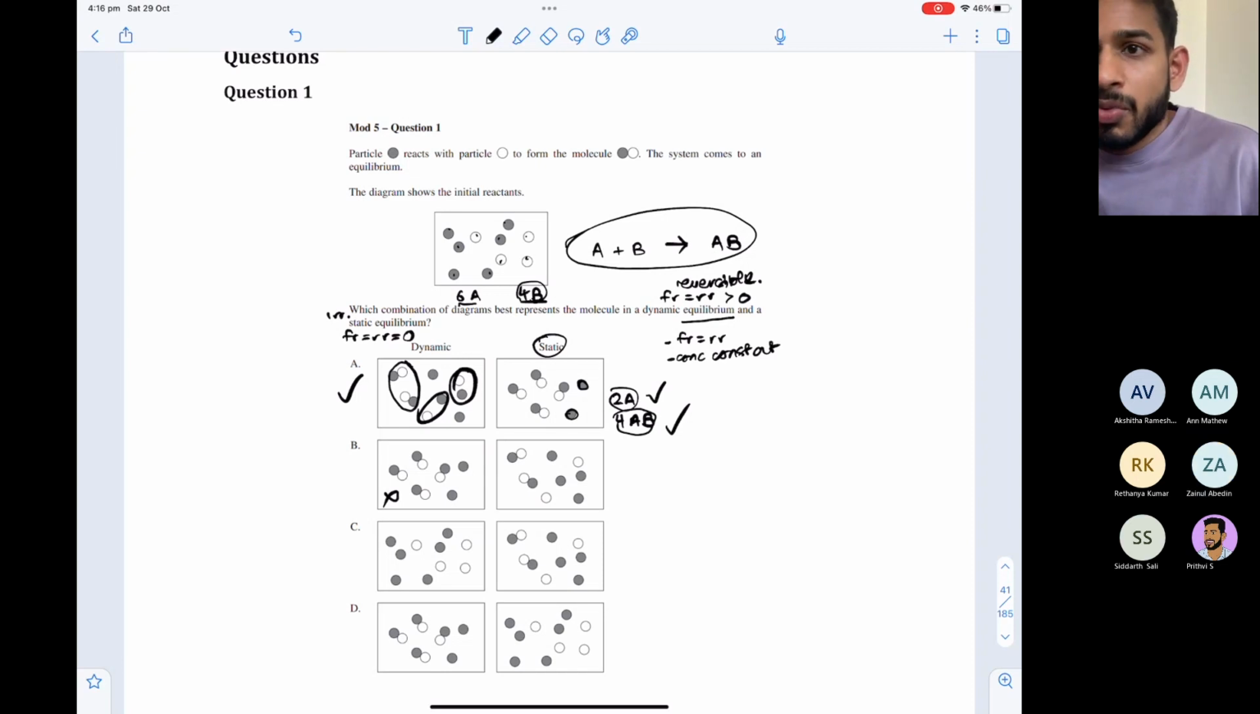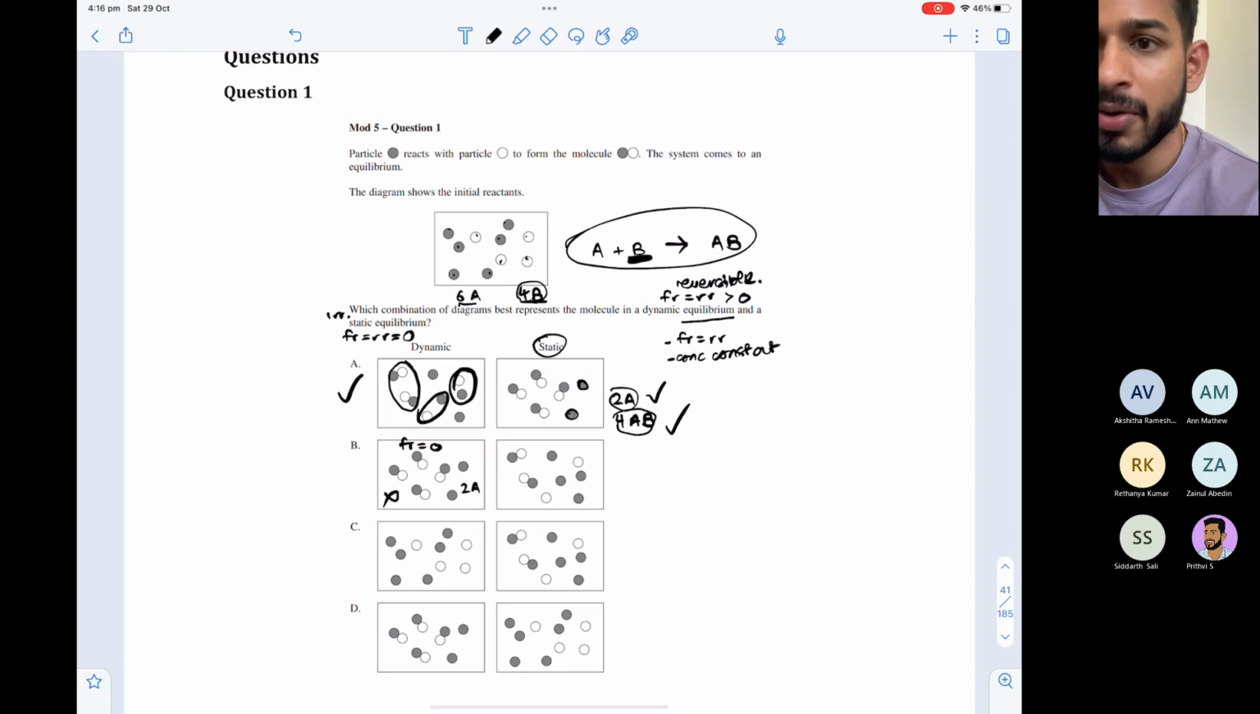No, right? There's no more A. Sorry, there's A. There's 2 molecules of A. There's 2A, but there's no B to react with it. If there's no B, you don't have a forward reaction. You don't have the reactants to form the products. So in this case, B, the forward reaction is equal to 0.